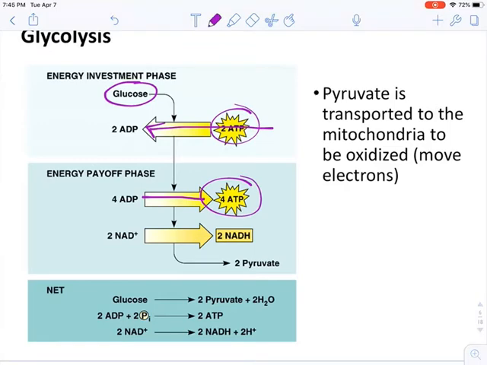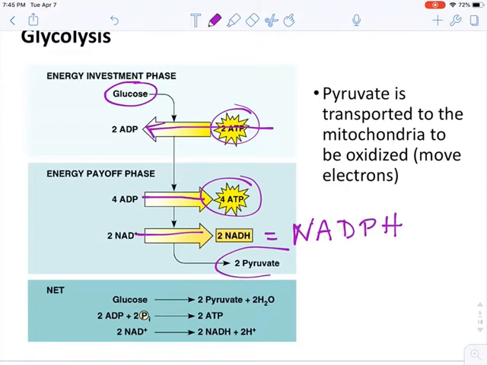We're also going to produce 2 electron carriers called NADH. Fun fact, it is the exact same molecule as NADPH from photosynthesis. The only difference is the P stands for photosynthesis, and since we're not in photosynthesis, it's just called NADH, but it is the exact same molecule with the exact same purpose. In the electron transport chain, it's going to steal some of those electrons to remove them from the chain.